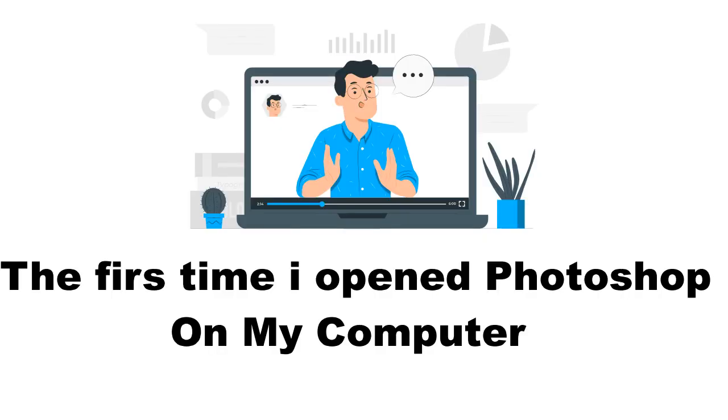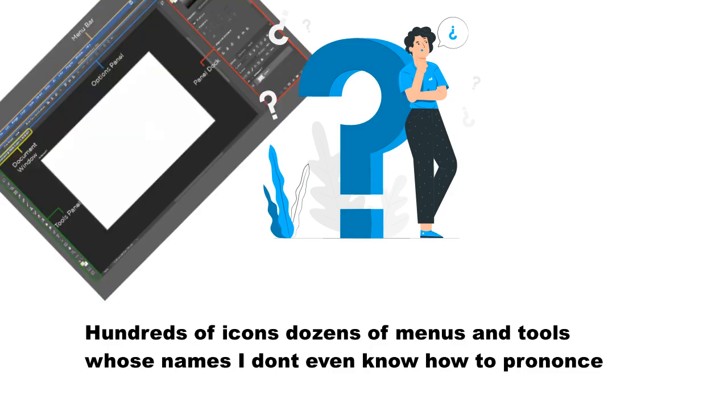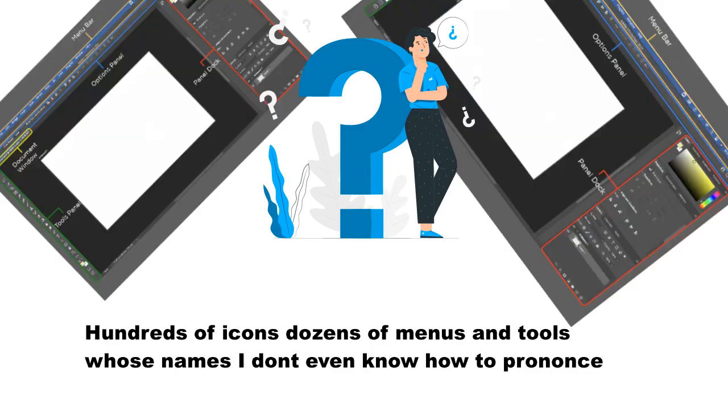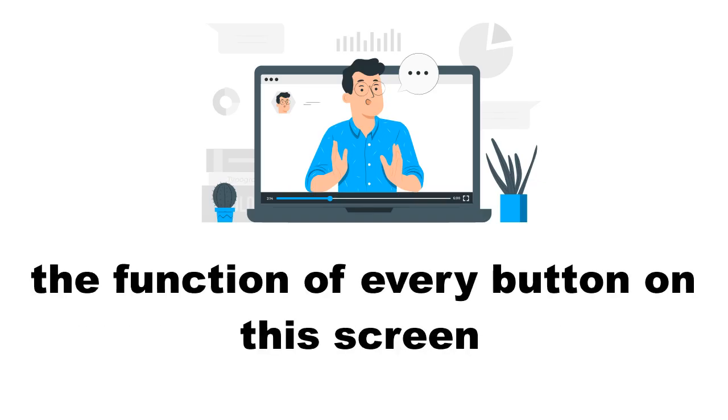The first time I opened Photoshop on my computer, I felt like I was in the cockpit of a fighter jet. Hundreds of icons, dozens of menus, and tools whose names I couldn't even pronounce. And the mistake 90% of beginners make is trying to memorize the function of every single button on that screen.